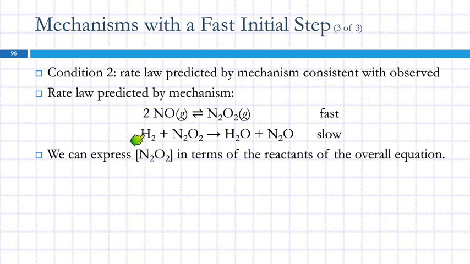We've got a fast step and a slow step. And so what we can do, because if we express the rate law for that slow step, let me just write it over here. Rate equals a rate constant times the concentration of H2. The coefficient is 1. The exponent is 1. For elementary steps only, H2O2, again, coefficient of 1, exponent of 1. So this is the rate law for the slow step.